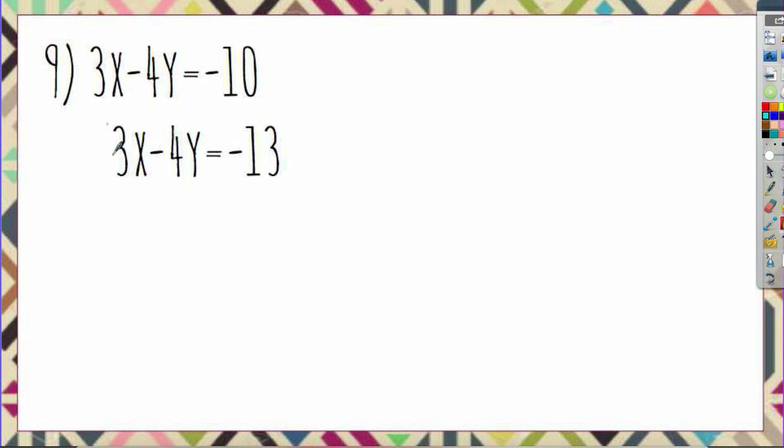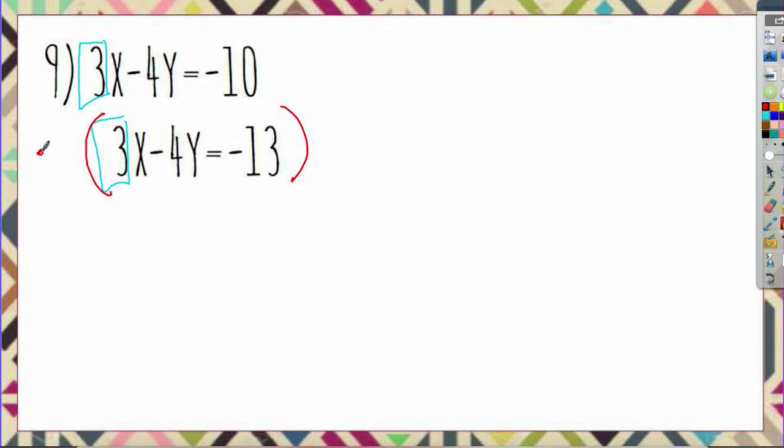I can focus on the x's or I can focus on the y's. Well, I'll choose to focus on the x's. They both have positive 3's. I need one of them to be negative 3. I could do the top all times negative 1 because that's what it takes to make this a negative 3. Or I could do the bottom all times negative 1. I'll do the bottom.